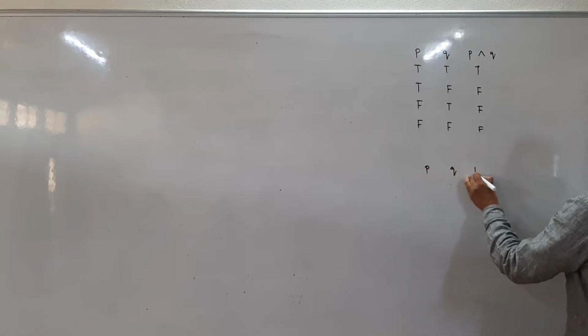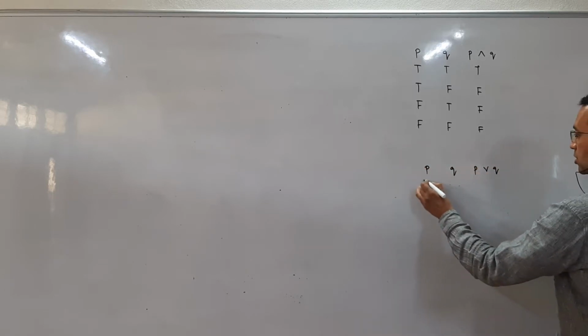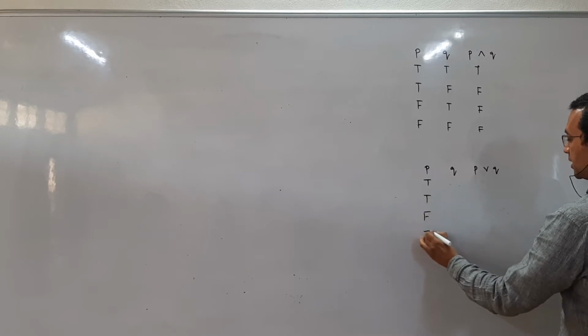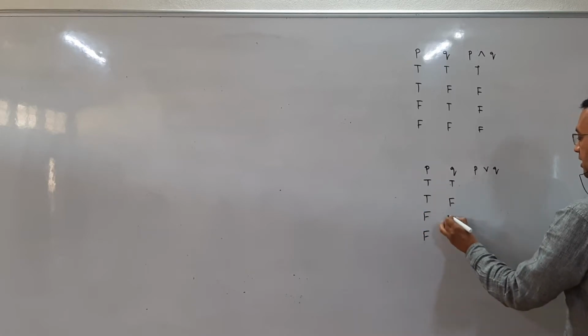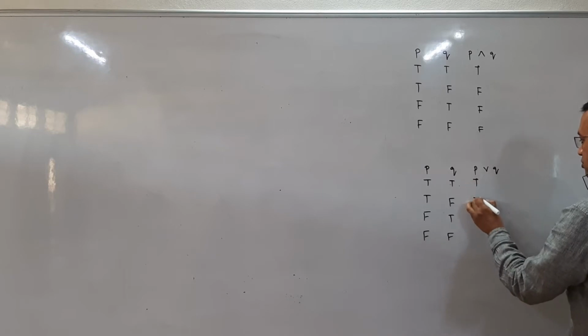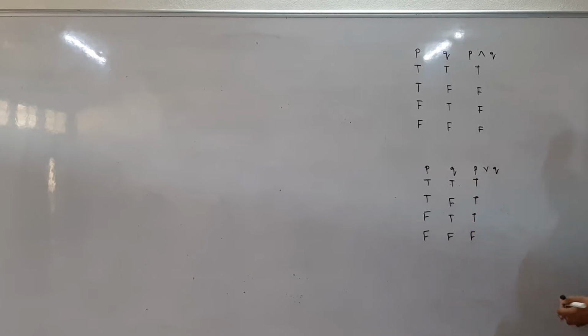Then, students, OR. P, Q, P or Q: T, T, F, F; T, F, T, F. OR is true when one or both the component statements are true. OR is false only in one case, when both the component statements are false. So this is what, students, we had discussed in the previous lecture.